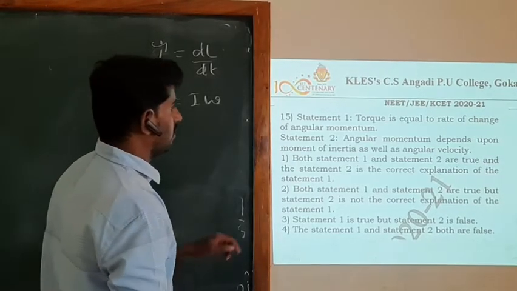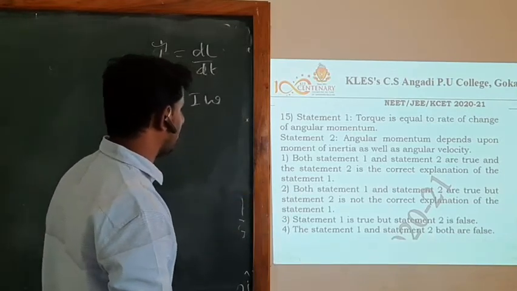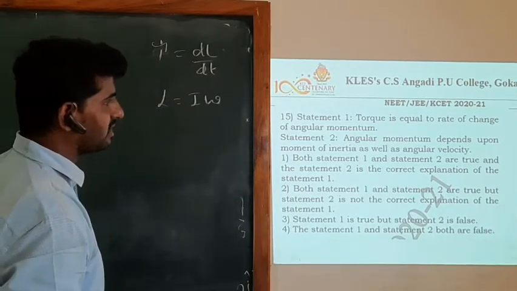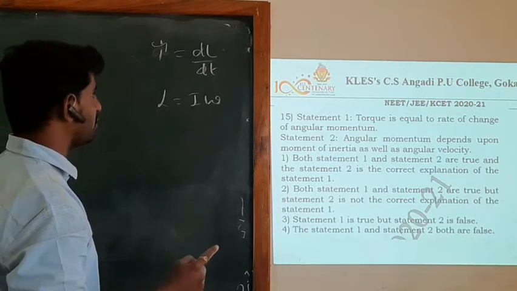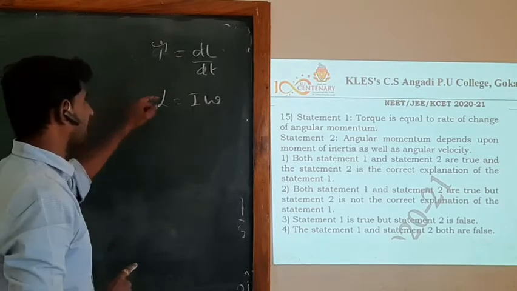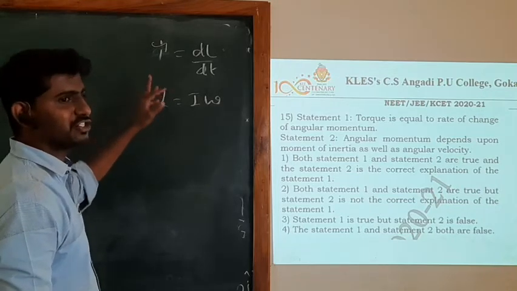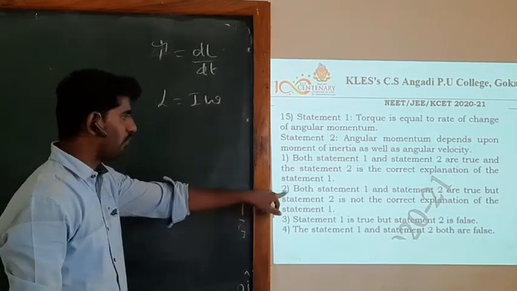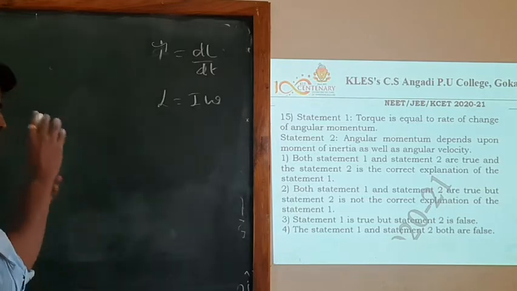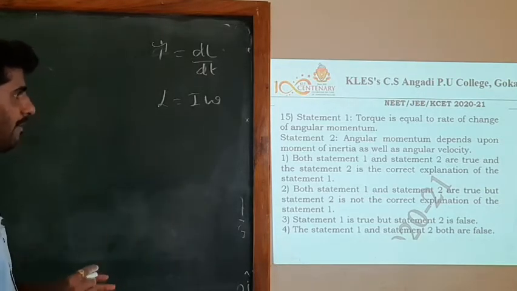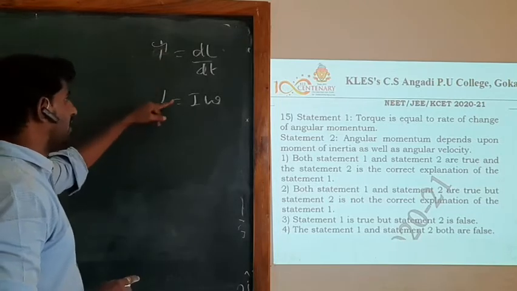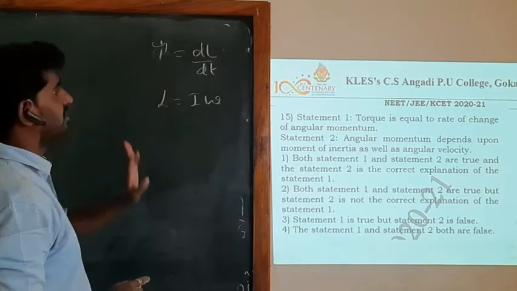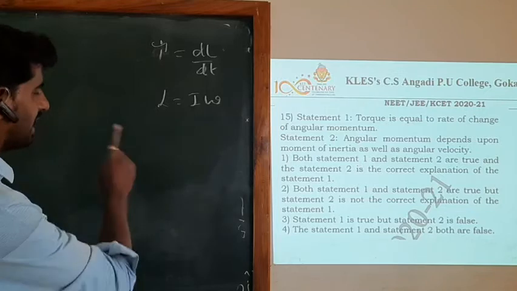Option number 2: both statement 1 and statement 2 are true, but statement 2 is not a correct explanation of statement 1. So both are correct, but they don't have any relation between them. So that's why we have to go for the second option. Even though both statements are true, they are unrelated. The second statement is not an explanation of the first one. So that's why option 2.